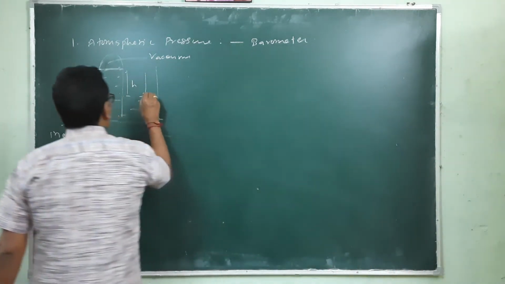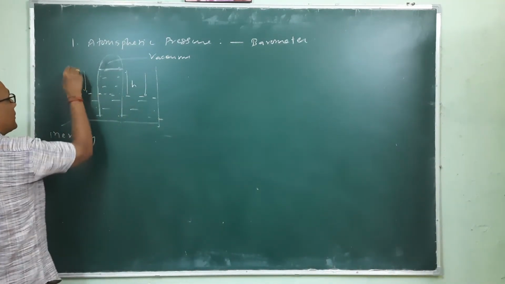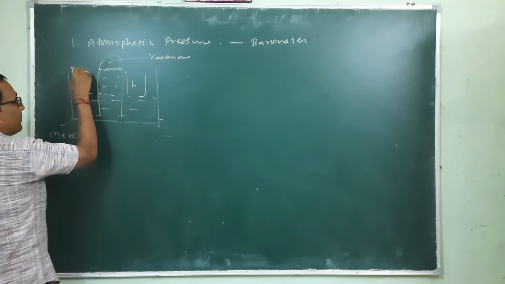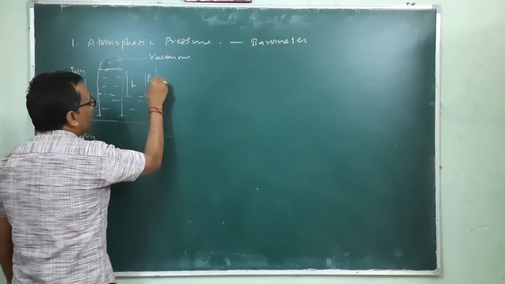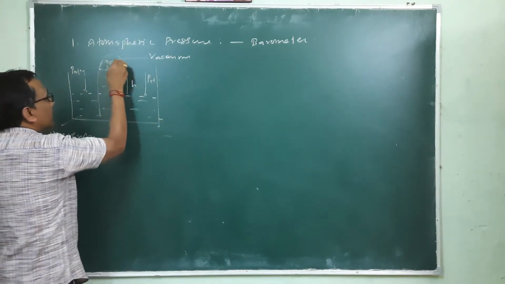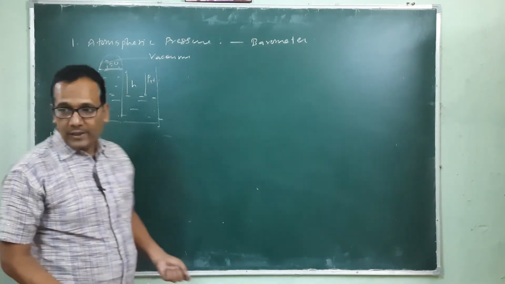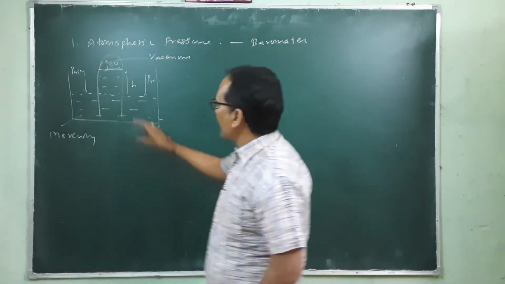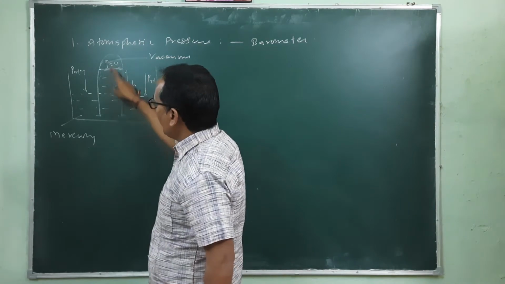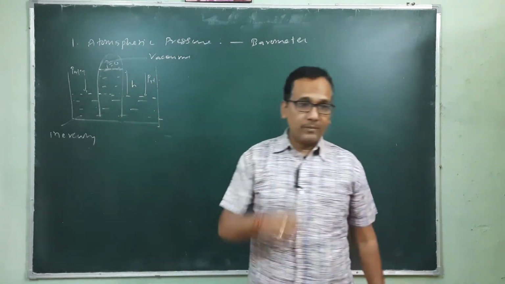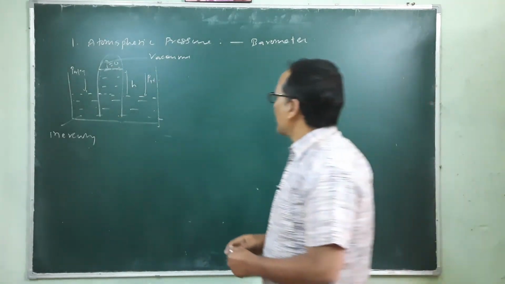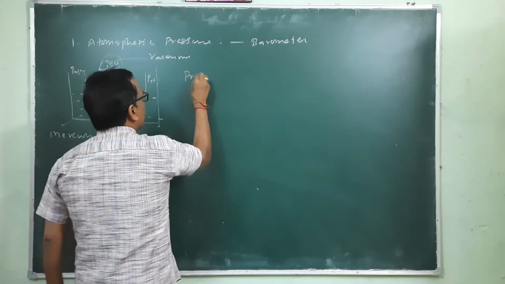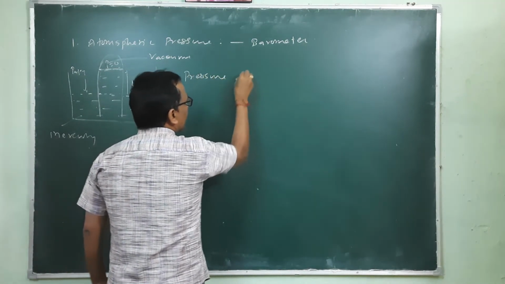So at this point, the pressure is equivalent to atmospheric pressure. Here, the pressure is equivalent to atmospheric pressure, and here the pressure is equivalent to 0 because there is a vacuum. So the pressure difference between these two is equivalent to the height of this mercury column.